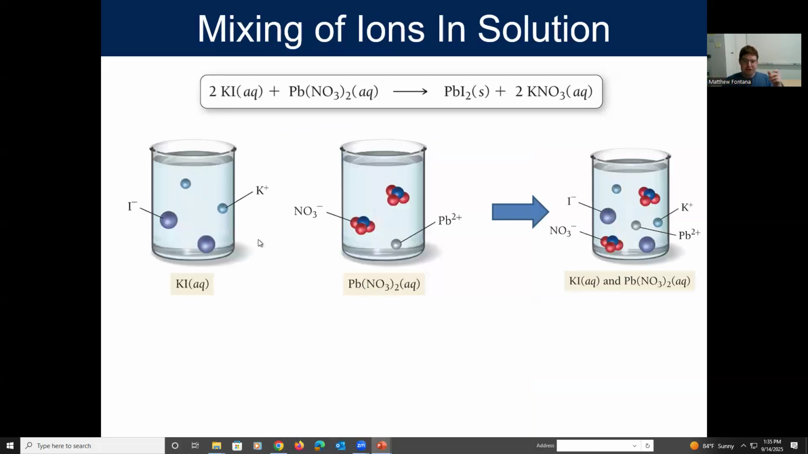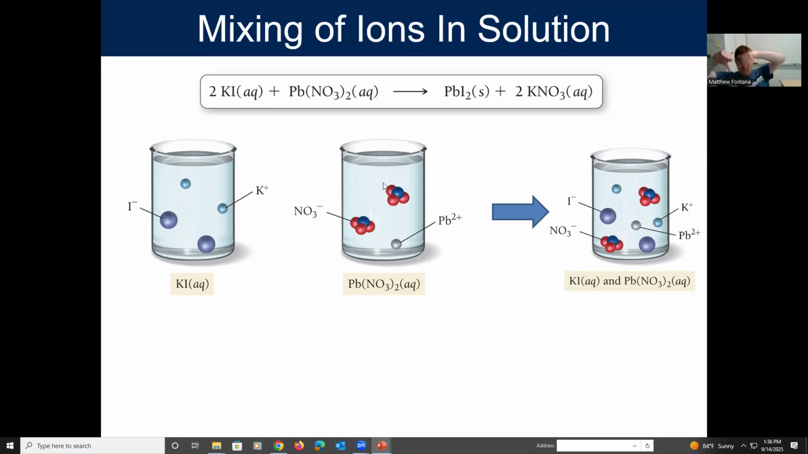Okay, so just to show you a little bit from a cartoon example of what this is going to look like. If you start with potassium iodide, which is this, you have K plus ions and I minus ions in solution. If you start with lead nitrate solution, you have lead cation and nitrate anions in solution. And so those are both going to be fully dissolved. And so that's why they're aqueous solutions. So here we have our aqueous potassium iodide, which is this one. And then down here we have our aqueous lead nitrate, which is going to be this one.